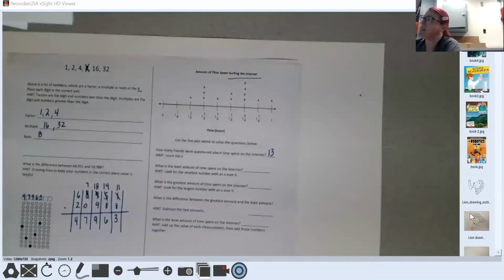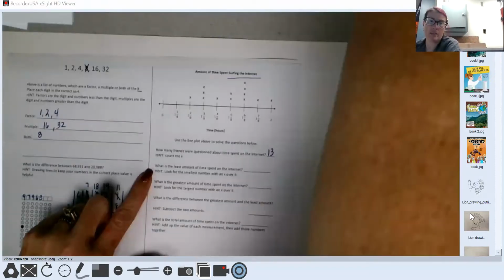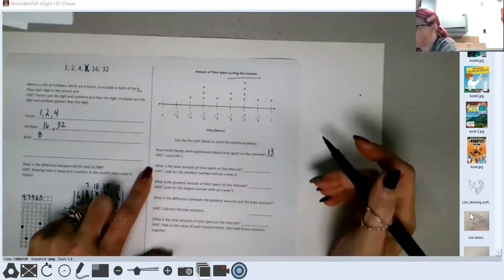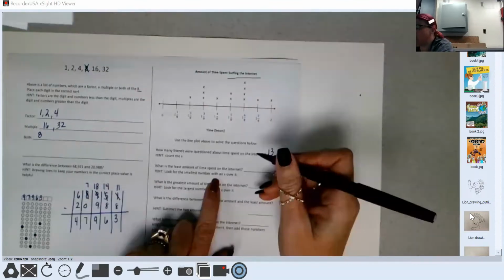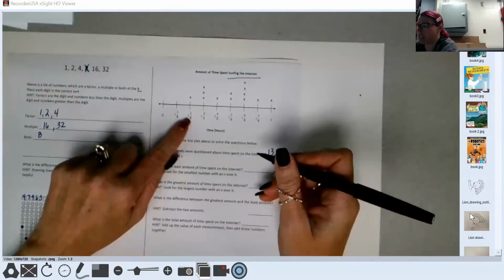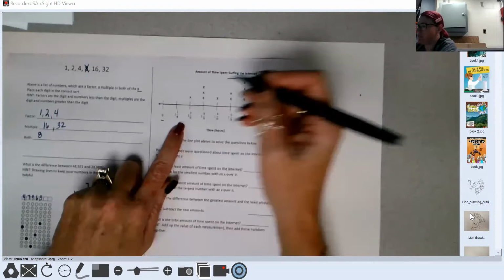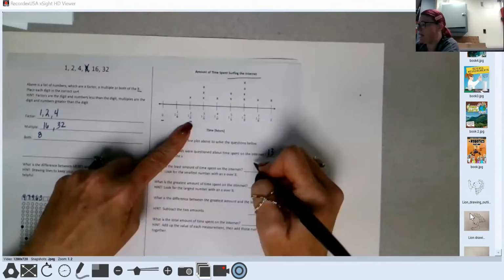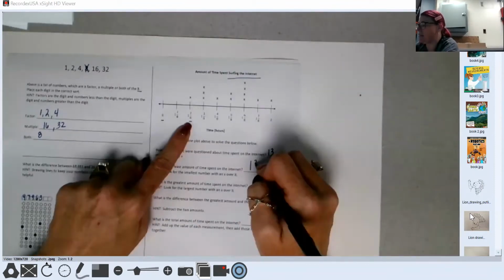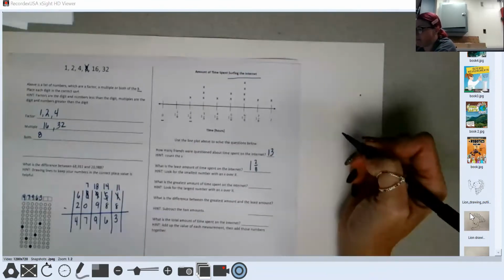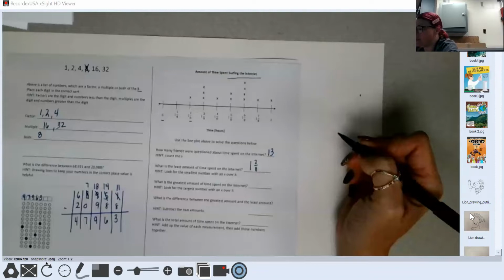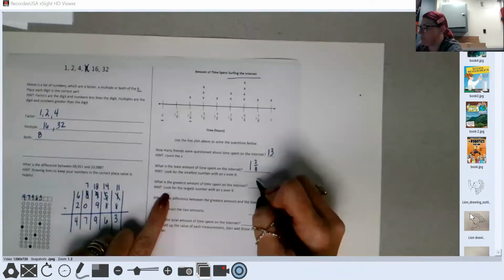The next question. What is the least amount of time spent on the internet? The hint says look for the smallest number with an X over it. So this is my smallest number on here, but this is my smallest number with an X on it. So 1 and 2/8 hour. What is the greatest amount of time spent on the internet? Look for the largest number with an X over it, that's 2.